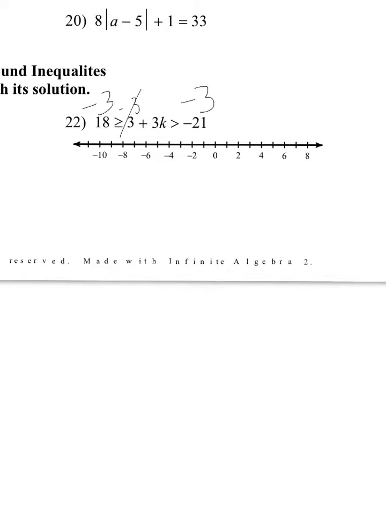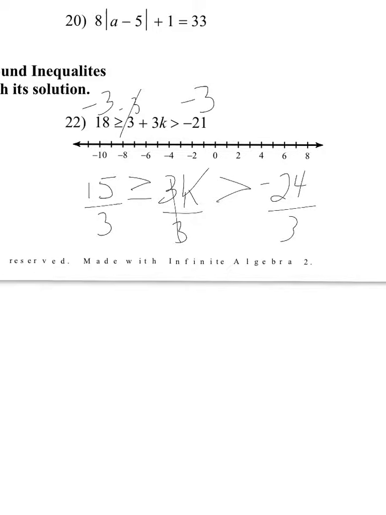right side. So that leaves us with 15 on this side is greater than or equal to 3k in the middle, which is greater than, and then negative 21 minus 3 is negative 24. Now, if you notice, we still haven't gotten k alone in the middle, so we're going to undo that multiply by 3 by dividing by 3, and I'm going to do it on either side here. Okay? Now, 15 divided by 3 is 5, is greater than or equal to k, which is greater than negative 24 divided by 3, which is negative 8.